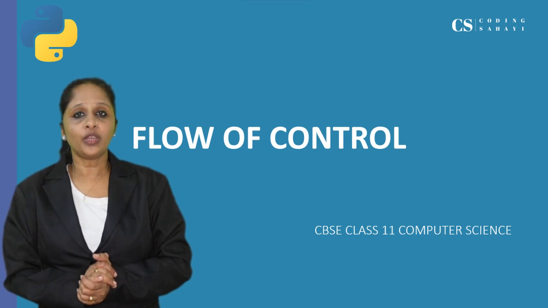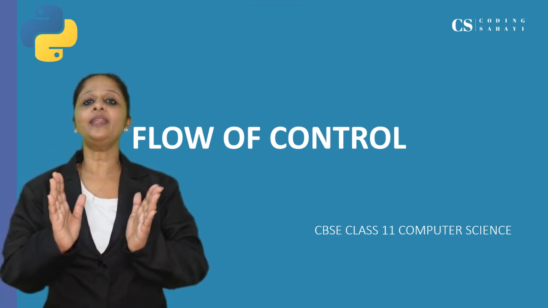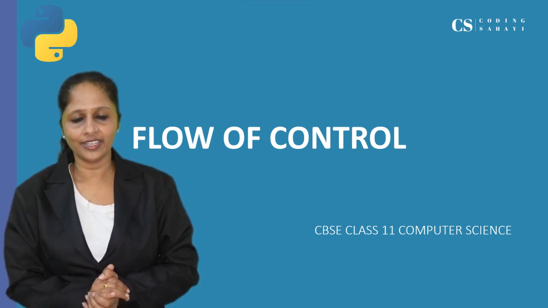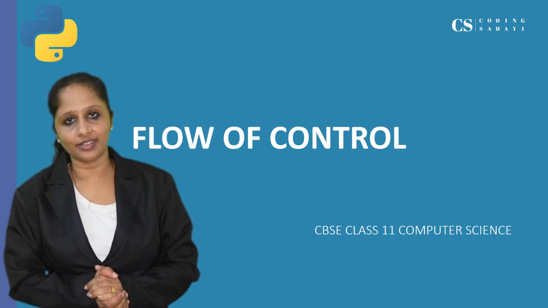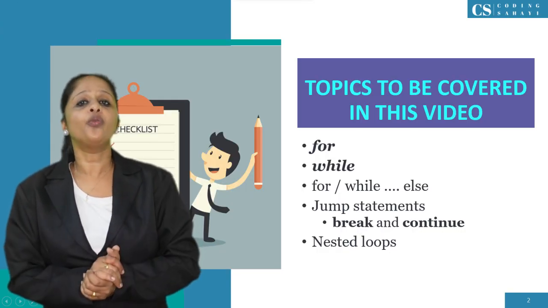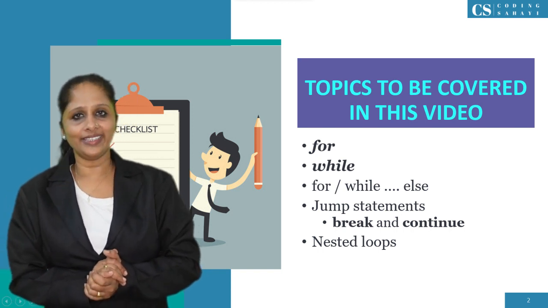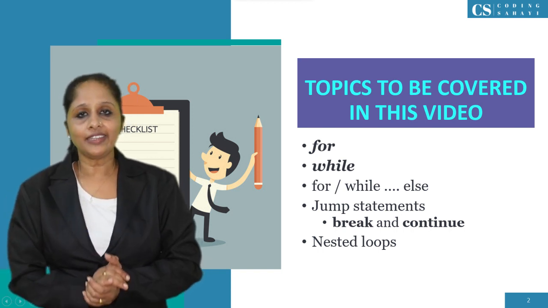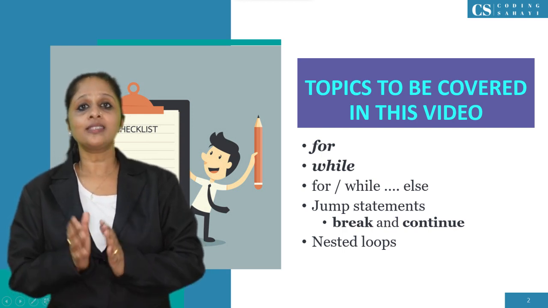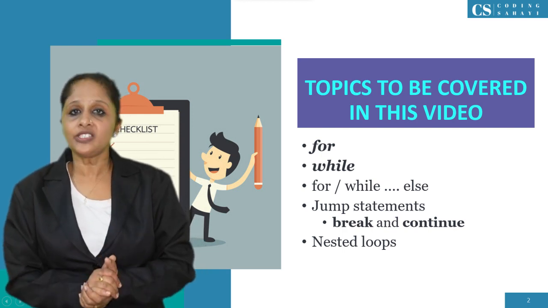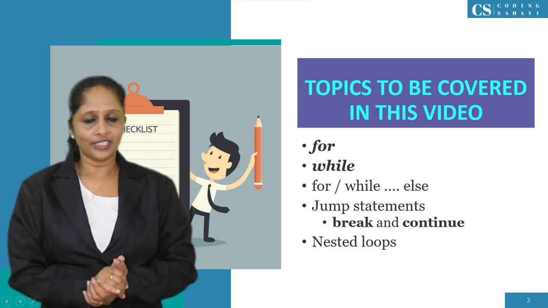So in the previous videos, we discussed the first part of flow of control, that is if conditions and the programs using if condition. So the next part of flow of control is iterative construct. So in this video, we are going to discuss that topic. The portions to be covered in this video are the iterative constructs, for loop, while loop, then for else, while else, then the jump statements, break and continue, then the nested loops.